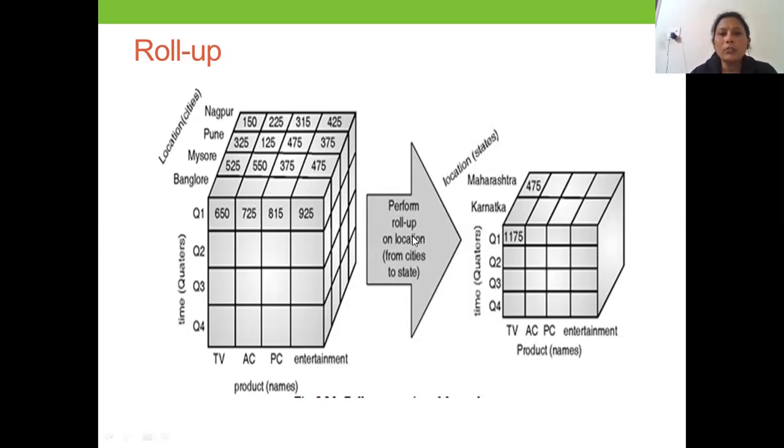After performing this roll-up operation, this data cube is generated, and as you can see, the sale on TV, or the expenditure on TV, was 650 for quarter 1, and for Mysore it was 525. It is now collectively 1175. In this way we can perform the roll-up operation.